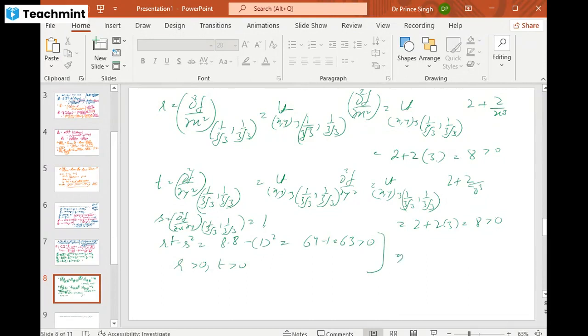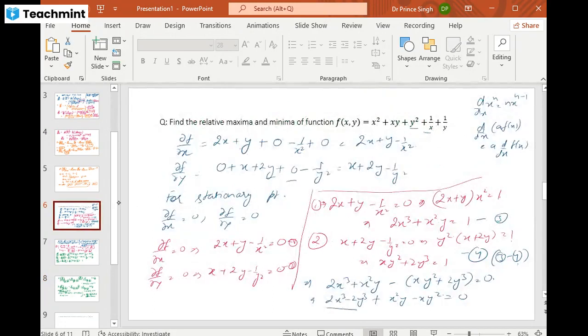It means that (1 by cube root of 3, 1 by cube root of 3) is the point of relative minimum, right? So if this is a point of relative minimum, what is the minimum value? So basically x and y are the same. So if I replace y with x, then this is x square, x square, x square, 1 by x, 1 by x. This is 3x square plus 2 by x.